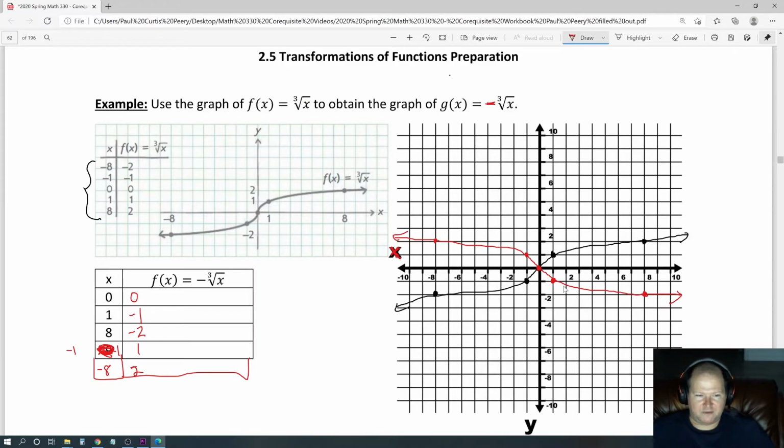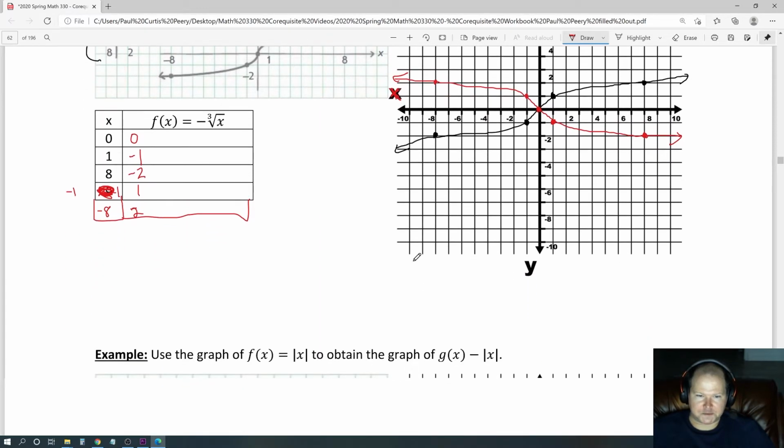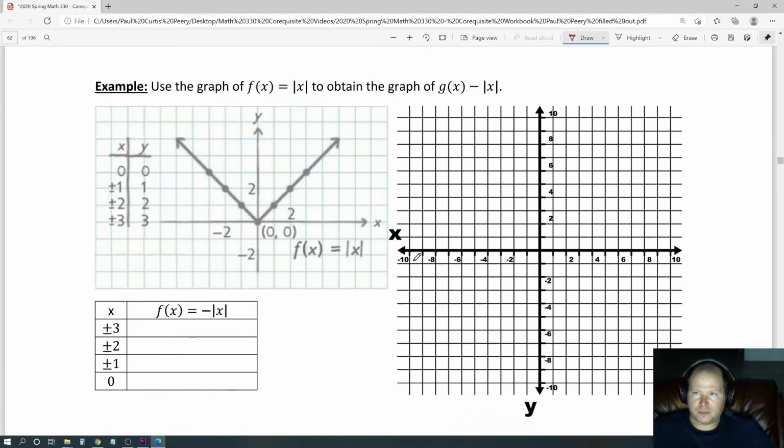So if you memorize the parent functions, you can actually use them to do closely related functions because if you understand transformations. Let's try another one.